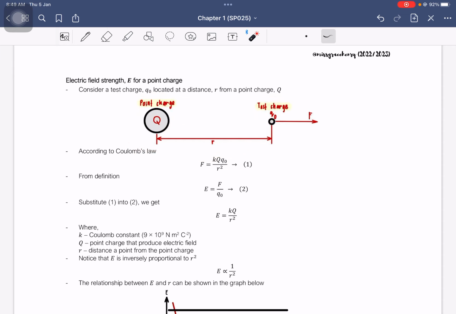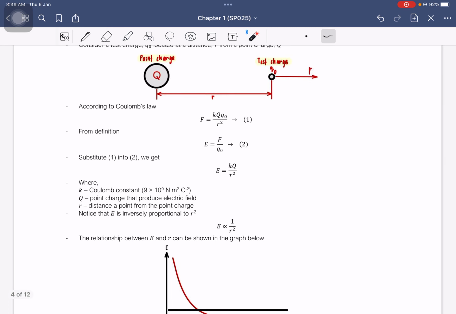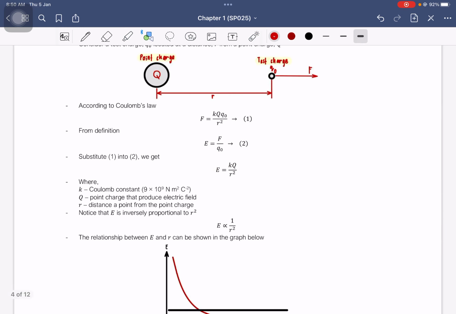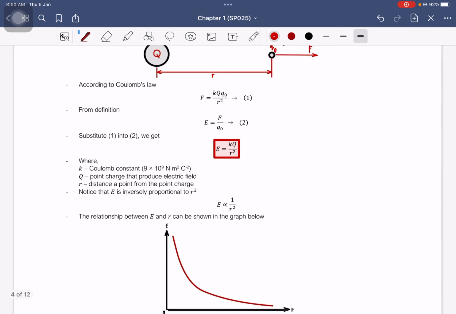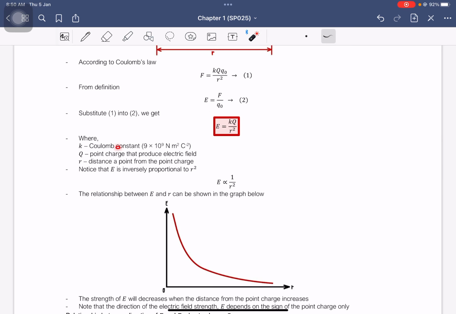So according to Coulomb's law, we have this equation here, and from definition, electric field strength is also written as the one shown here. So when you substitute these two together, we get an equation that is like this. This equation is the one we will be using to determine the electric field strength of a charge. Again, K is Coulomb's constant, Q is the point charge that produced the electric field, and R is the distance from a point to the point charge.